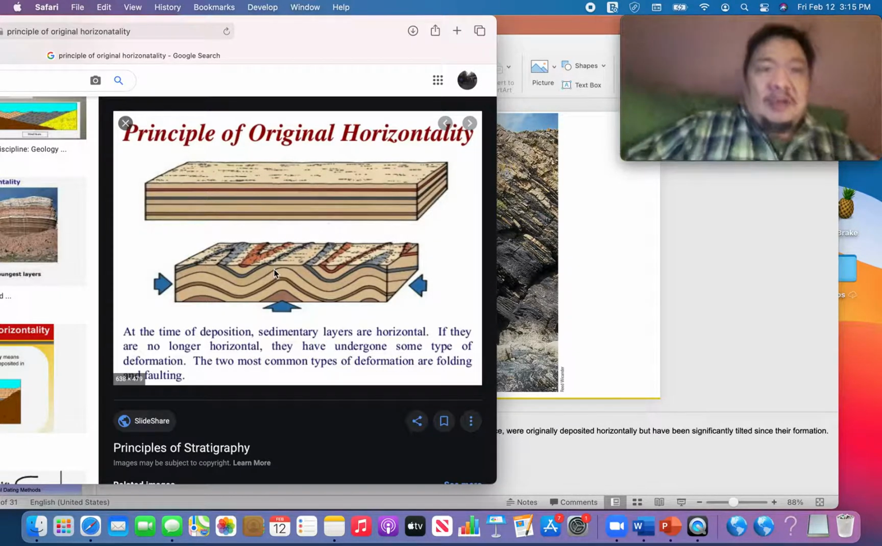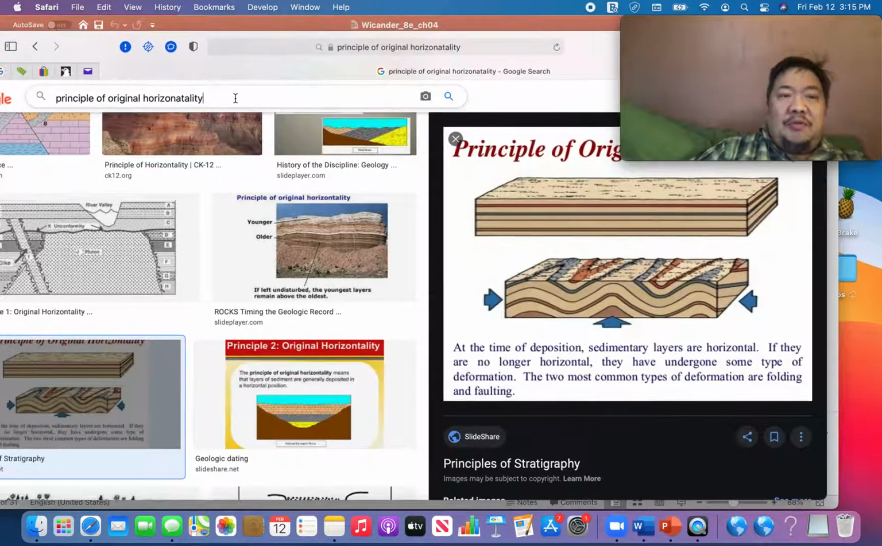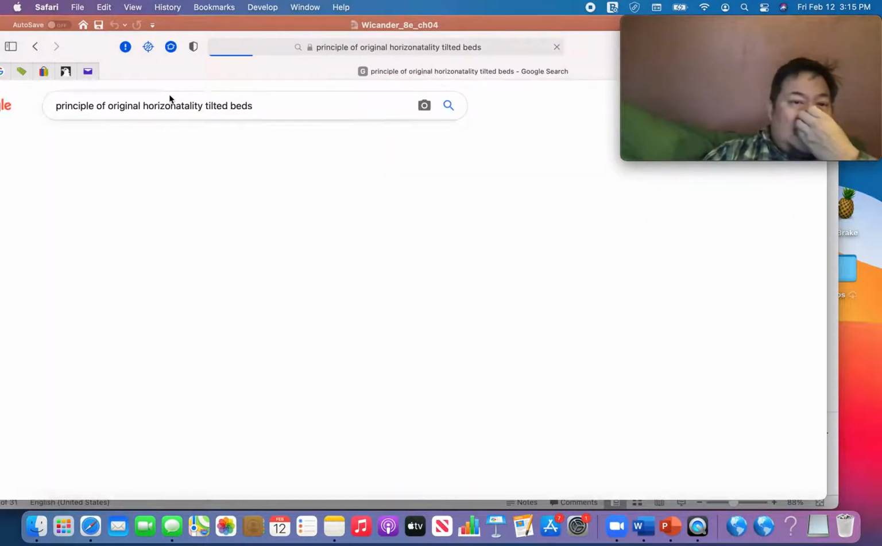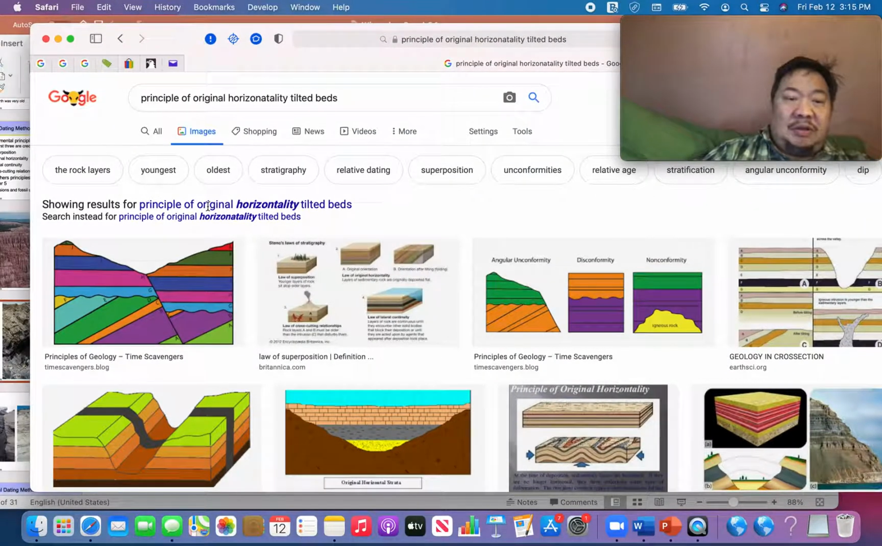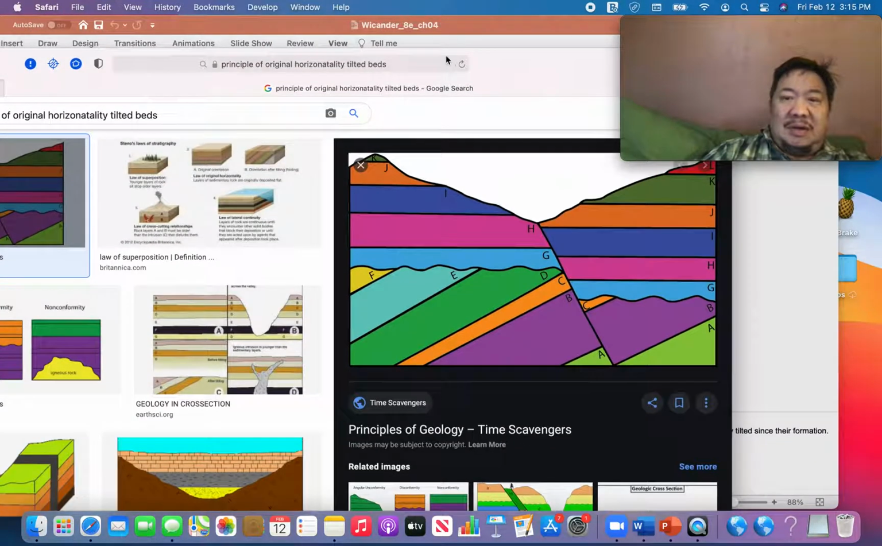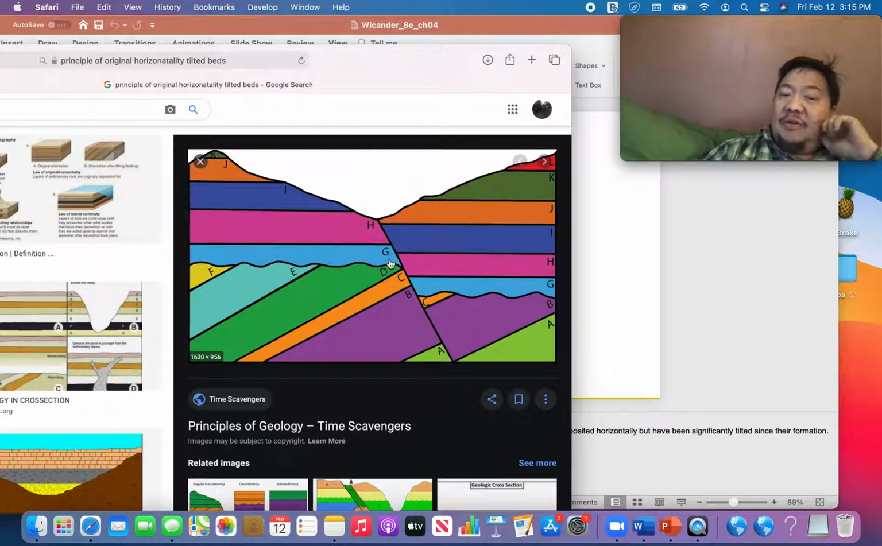Now, let's take a look at another use of the principle of original horizontality. Let's say we have beds that are not horizontal. We know that they were originally horizontal, and then something happened to them. So if you had sedimentary beds that look like this, and believe it or not, you're going to be able to do the historical geology of this area with relative dating soon. Which beds are the oldest, A or K? A is on the bottom. The A must be the oldest beds, according to the principle of what? Superposition, right? And B is younger than A, and C is younger than B, etc.